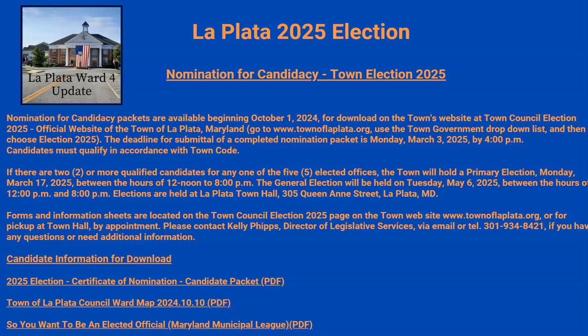In my instance, and you'll see here, if two qualified candidates file for the same ward, there is in essence a runoff, which would be held on March the 17th, 2025, with voting between the hours of noon and 8 p.m. And then the actual general election is on May the 6th, 2025, again between noon and 8 p.m. If you're a registered voter in the town, you vote at the town hall.